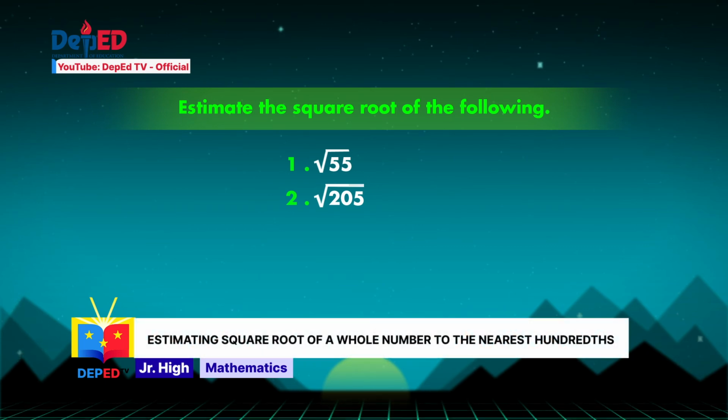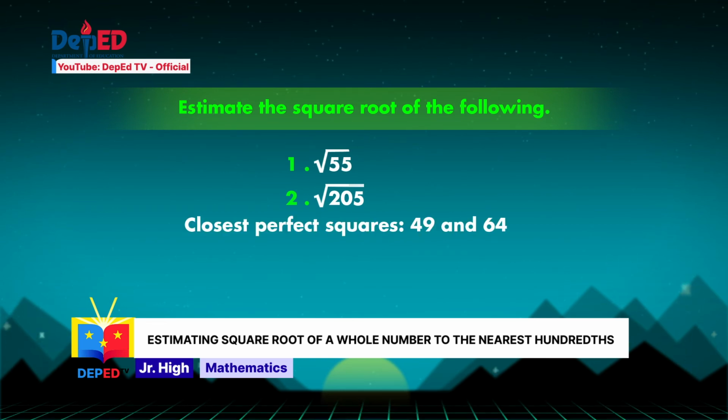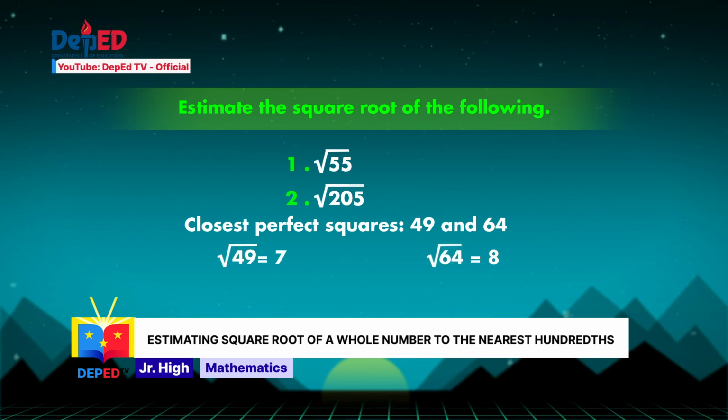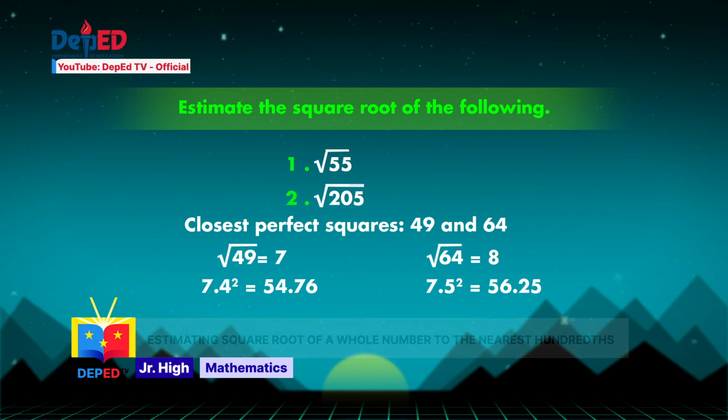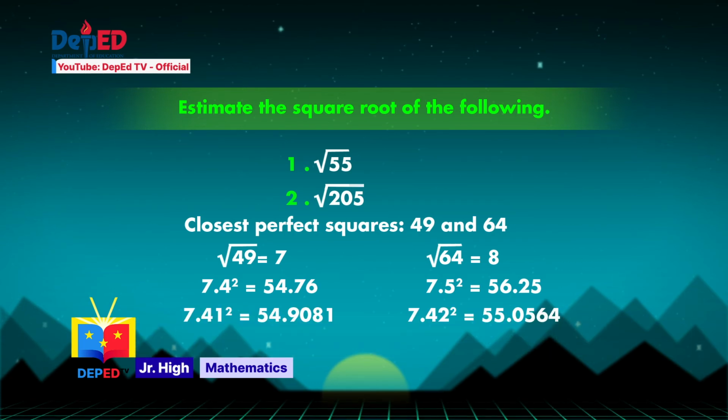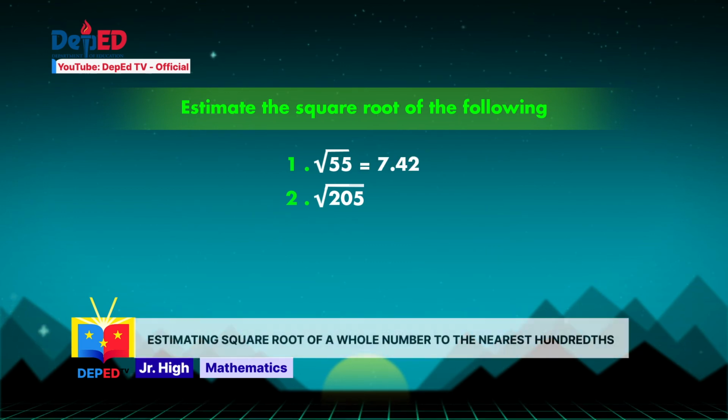Let us check if you got the correct answer. For number 1, 55 is closest to the perfect squares 49 and 64, which has a square root of 7 and 8 respectively. It is closer to 49, so the square root may be 7.4 or 7.5. 55 will be closer to the square of 7.4. So we may try 7.41 squared and 7.42 squared. The answer is 7.42.